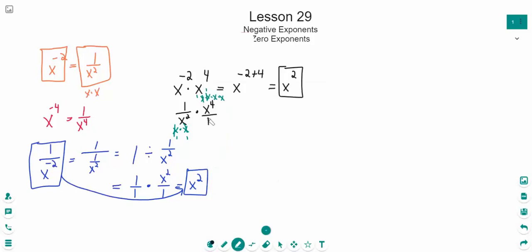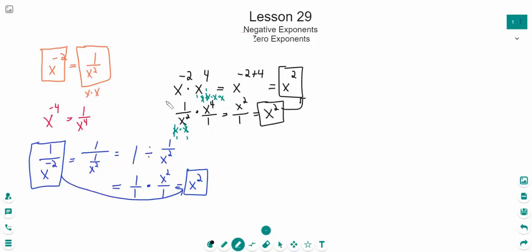So 1 over x squared times x to the fourth over 1 is going to equal, on top now I have only x squared left over, on the bottom I only have 1. That's going to give me x squared, which is in fact what we were assuming it should probably equal based upon what we know about adding exponents when we're multiplying variables. All right? Does that make sense?